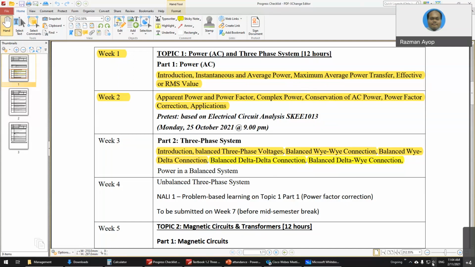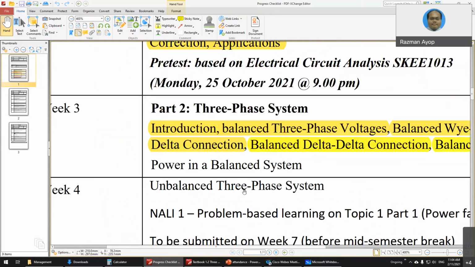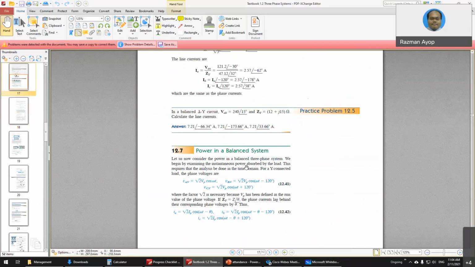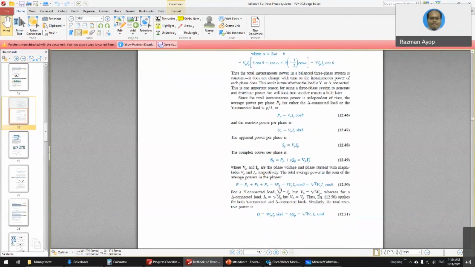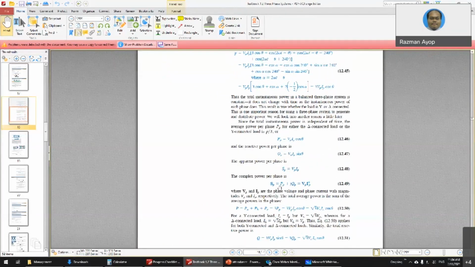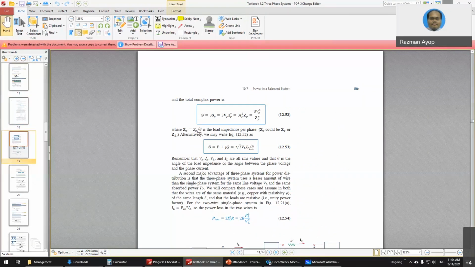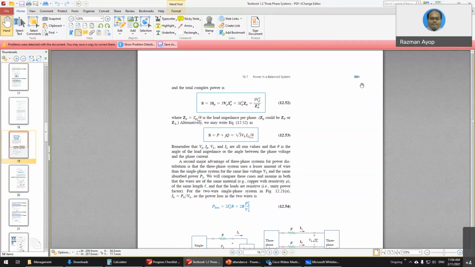Okay, so for today, we continue with power in balance system as well as three-phase system. So we start with power in balance system. You can check your textbook. This is power in balance system. You can see there is a lot of explanation here, but actually, you can easily understand this by using this one only.